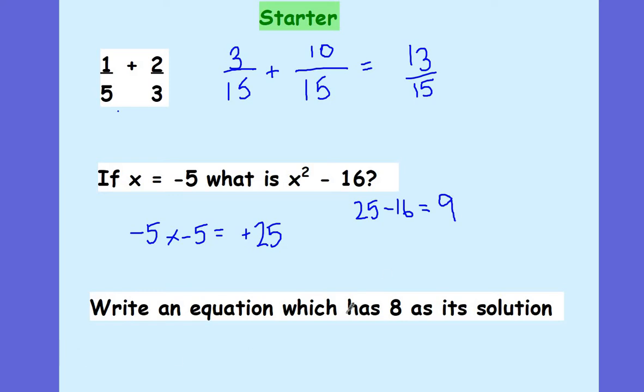And finally, write an equation which has 8 as its solution. Any equation would do. For example, you could have x plus 5 equals 13. Then x would be 8. You could have n take away 7 equals 1. That would have n equals 8. Loads of different solutions you could have had there.